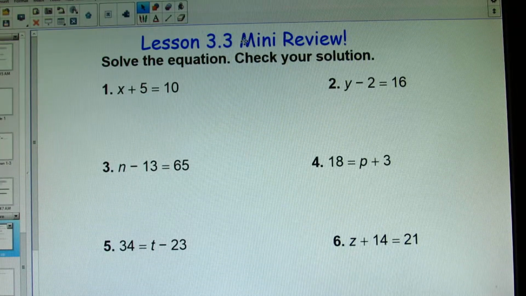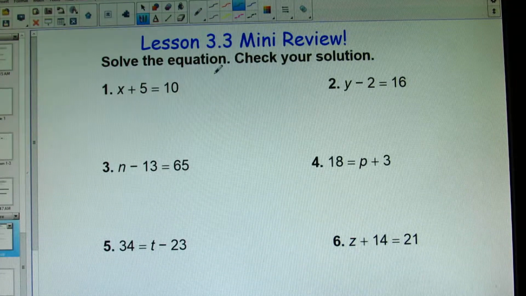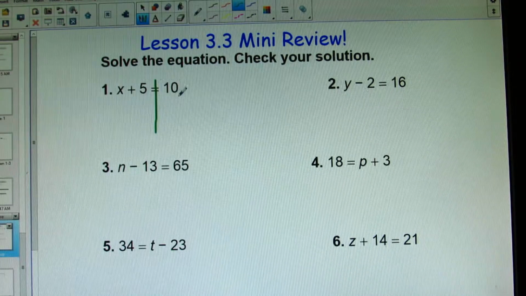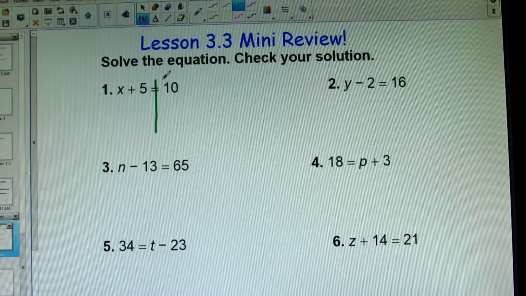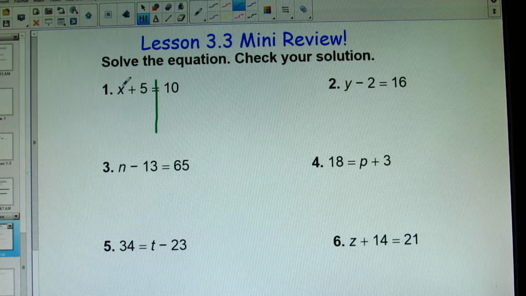Alright, so reviewing today's lesson, let's do some quick solving of equations. Again, drawing your line down the equal sign will help you separate the two sides of the equation and help you determine what number you should get rid of in order to isolate your variable. Remember again, variable is talking about the letter.